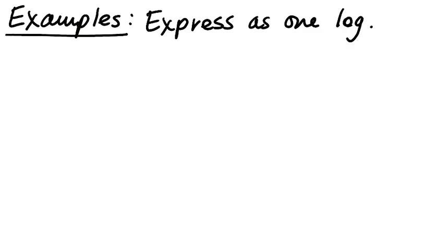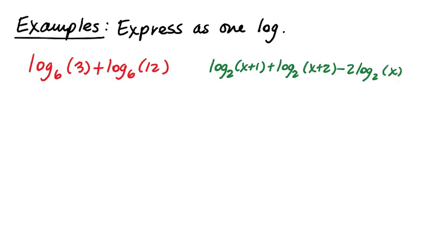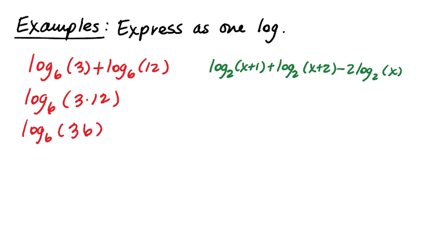The next type of thing they can ask you to do is express something as a single log. So let's get a couple of examples. For the first one, I've got a sum of 2 logs, so I can put those into 1 and multiply the arguments. Well, I know what 3 times 12 is. That's 36. A lot of times you could just be done here. But, wait a second, I know what exponent I put on 6 to get 36. That's 2. So this one kind of came down really nicely.